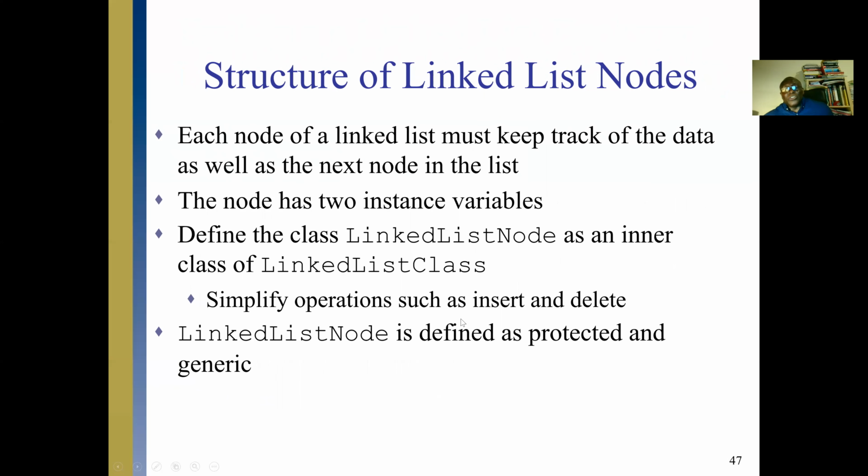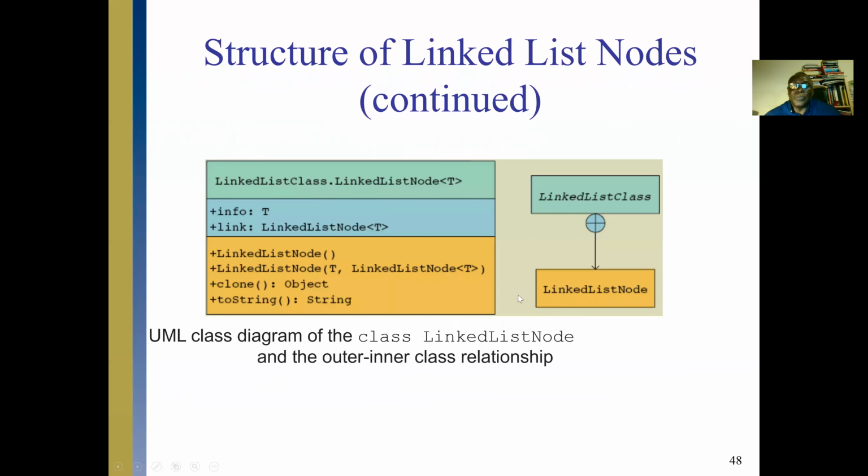The structure of a linked list node, as we said earlier, again, each node consists of two parts, the info section and the address of the next node. So each node of a linked list must keep track of the data as well as the next node in the list. The node must have at least two instance variables, the address and the content. And then we can define the linked list node as an inner class of the linked list class. Again, we will go through this code in the classroom. So this is the structure of a linked list node.